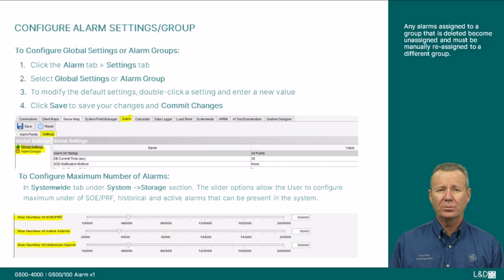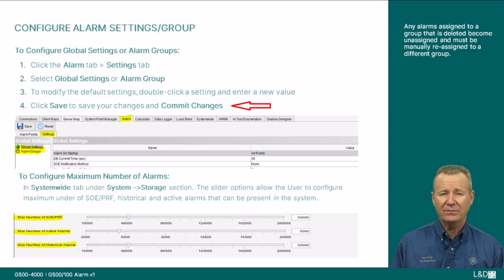To configure global settings or alarm groups, click the Alarm tab, then the Settings tab. Select Global Settings or Alarm Groups. To modify the default settings, double-click a setting and enter a new value. Click Save to save your changes. Note that some changes on the Alarm Settings tab require a restart of your runtime HMI to take effect.